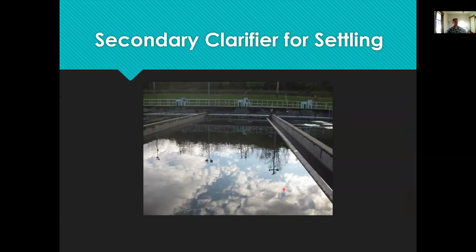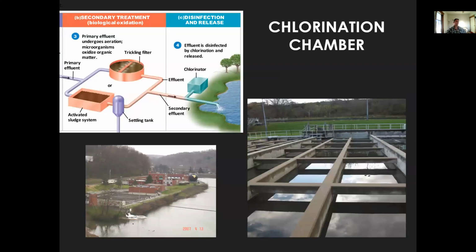So then the water can be moved to a secondary clarifier where additional settling can occur. Here you can see the water is just being held in an almost stagnant pool. And this is the secondary clarifier that's used for settling. And then again, the water will be drained or removed from the top. This will move us to the chlorination chamber. So this is where the water will be disinfected. Here you can see the chlorinator.